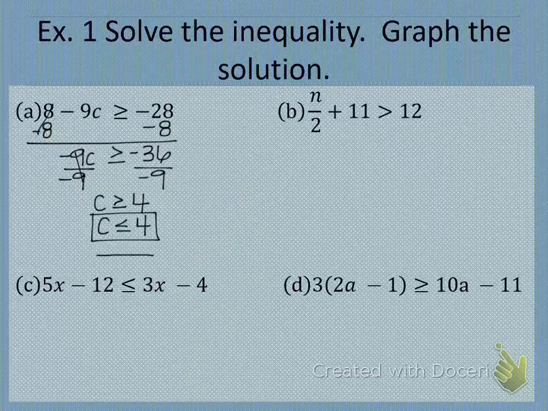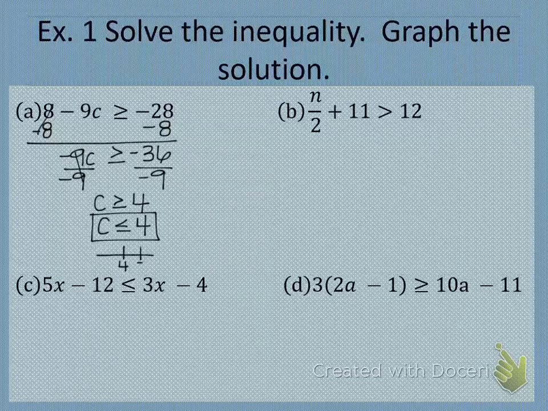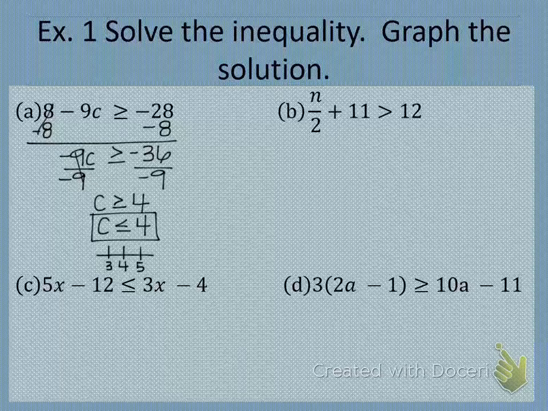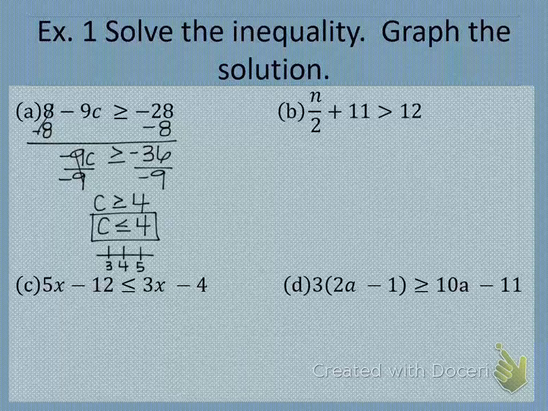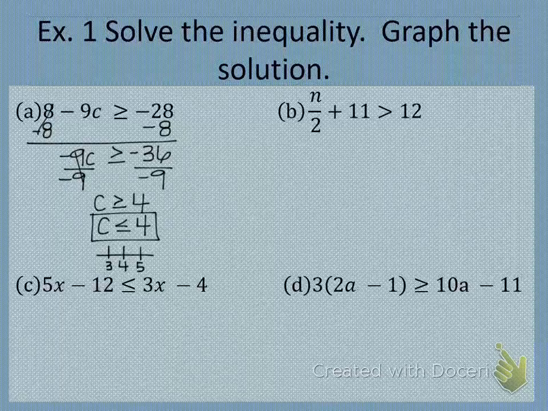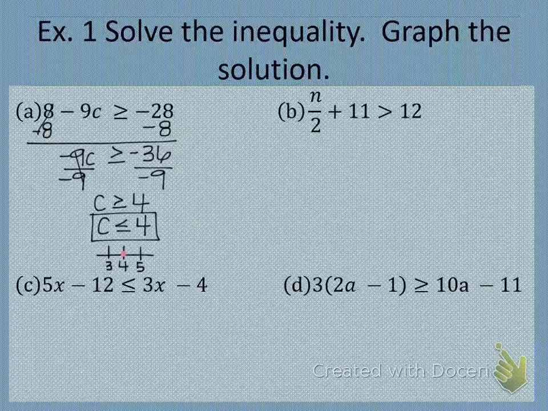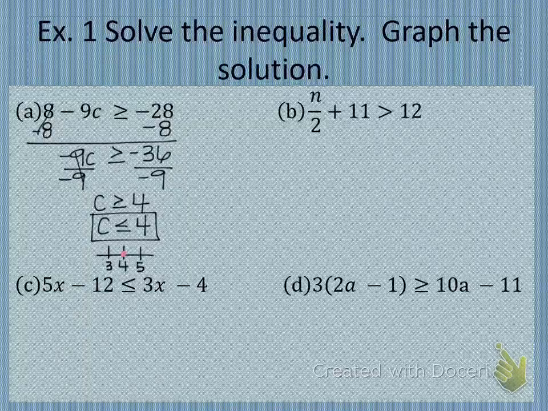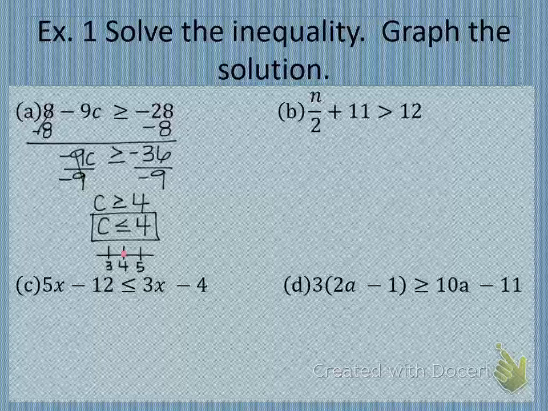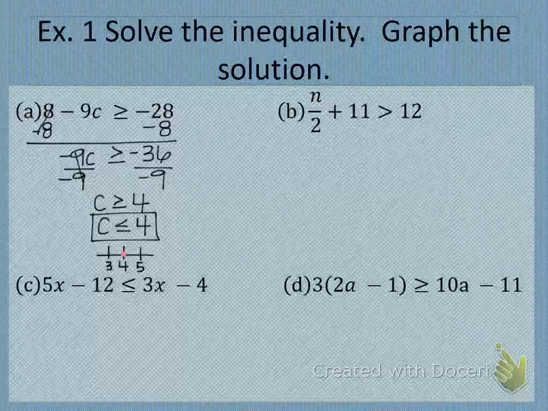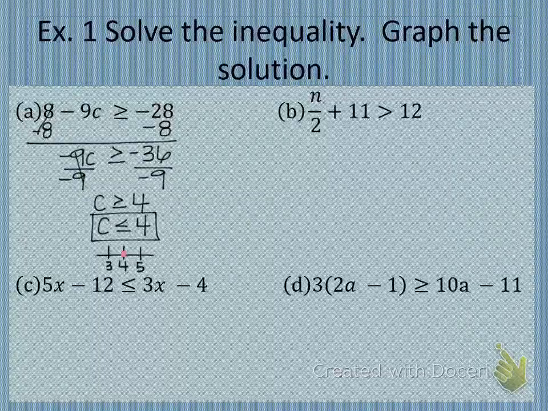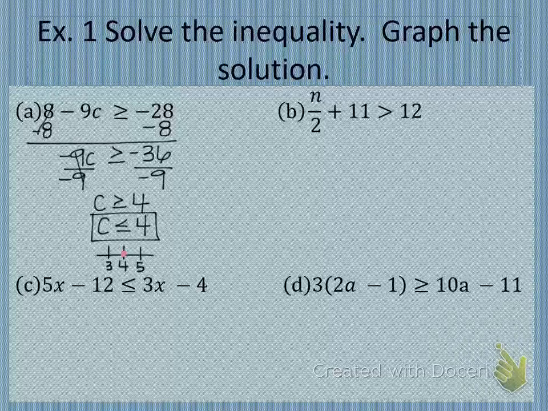All right, so in the center of our graph, what number is going in the middle? 4. And to the right? 5. And to the left? 3. Now, will my circle be open or will it be closed? On what number? 4. Closed on 4, and it's closed because it is or equal to. All right, and all my answers are less than or equal to 4. So what direction should my arrow go? To the left. Awesome.